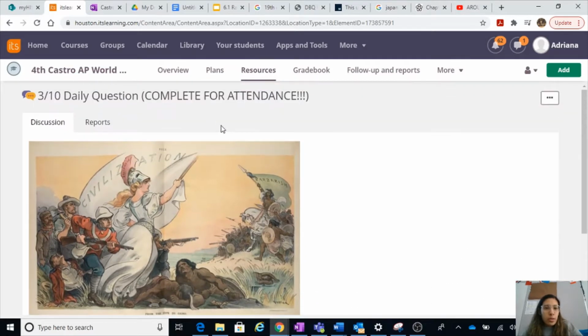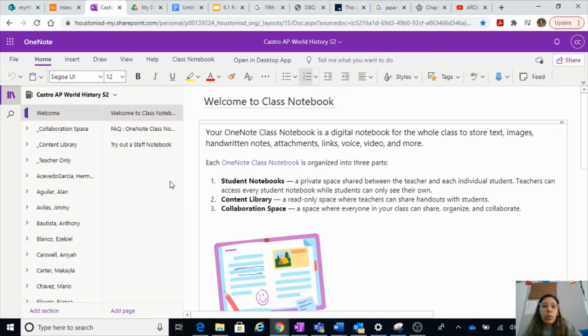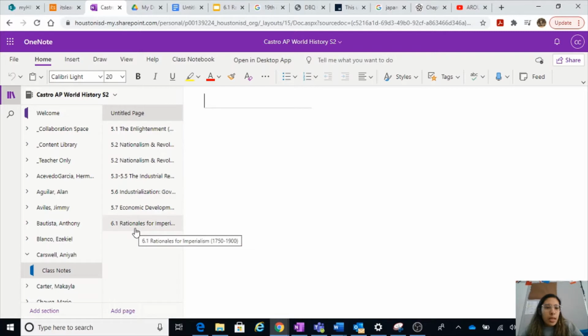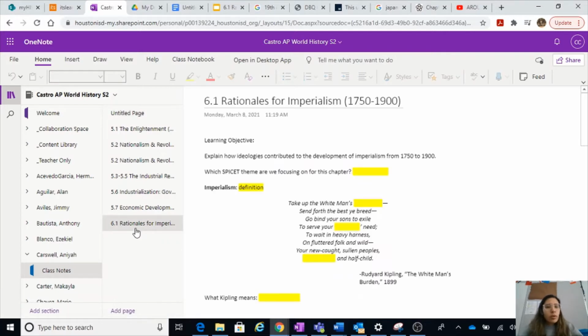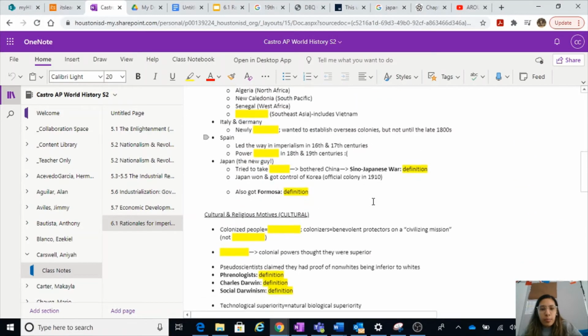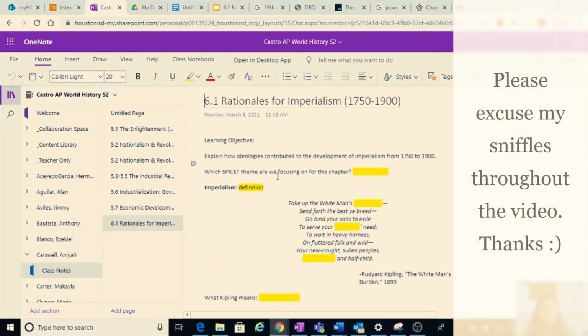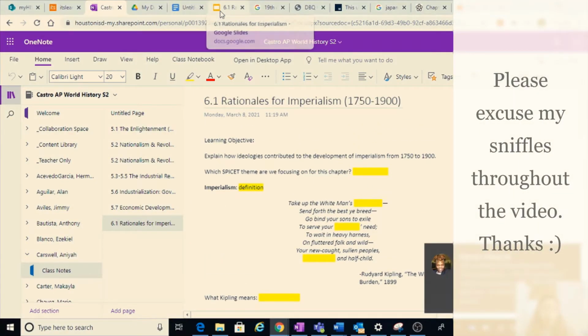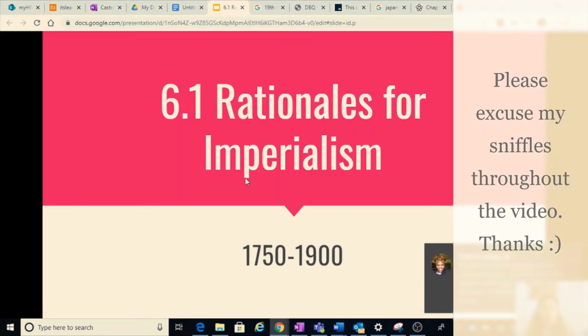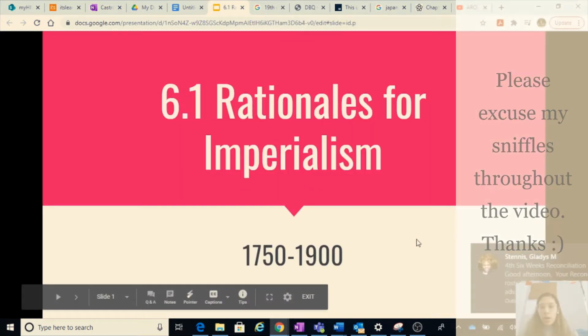So once you answer that, then you're going to go over to your OneNote. Remember, always use that to take notes in class. Go over to your name, we'll just see Anaya. Click on the class notes, and then 6.1 rationales for imperialism should be right there. This is what they look like. Not too long today. And once you have that open and ready to go, we're going to go ahead and get started with the PowerPoint.